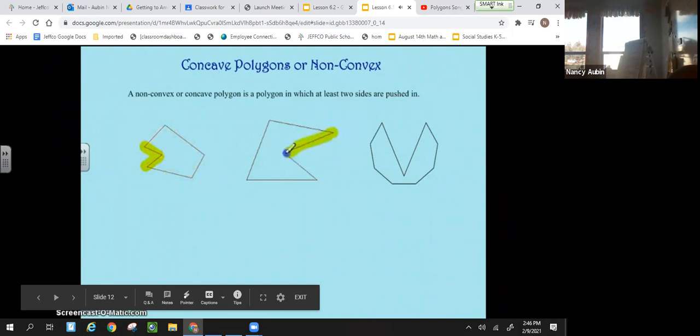Here we have another one. See how it's been pushed into the interior of the shape. Here we have one last one. It's been pushed into the shape. A good way to remember this is think about if you build a snow fort and the roof caves in. Do you see how if your roof is up here and it caves in? Or like you're going into a bear cave, right? Going into a cave.